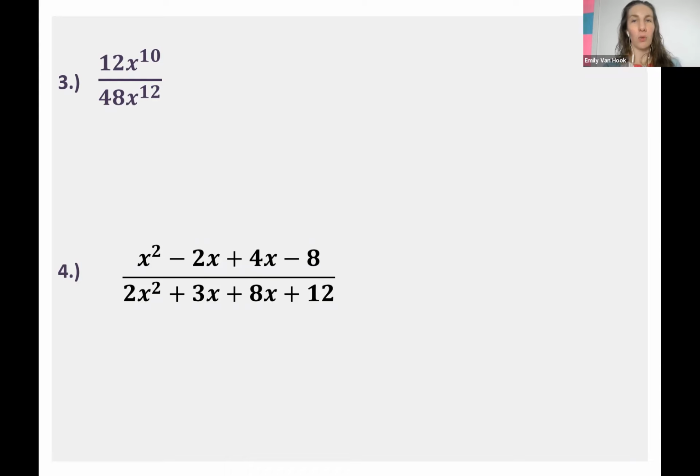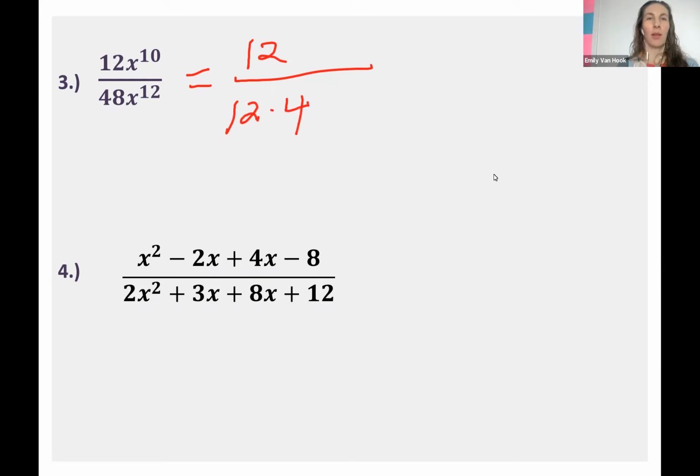So if we look at this one, 12x to the 10th over 48x to the 12th, you might notice the 12 and the 48 have common factors. Really, the common factor is 12. You might have noticed 4 or 6 or 8, but 12 is the greatest common factor between those two numbers. So I'm going to write each term in terms of factors of 12 like this. When I rewrite this, the 12, I'm just going to still write it as a 12, but the 48, I'm going to write it as 12 times 4.